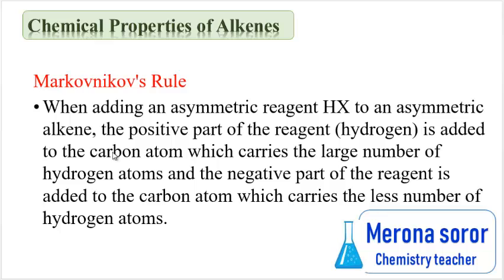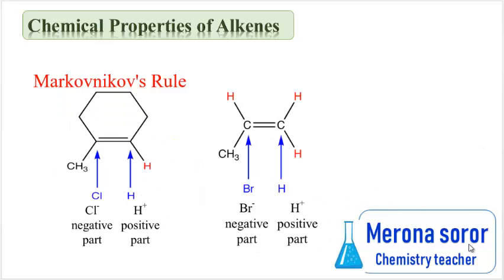hydrogen, is added to the carbon atom which carries the largest number of hydrogen atoms, and the negative part of the reagent is added to the carbon atom which carries the least number of hydrogen atoms. When adding hydrogen chloride to this molecule, this carbon atom is connected with one hydrogen atom, but the other is not connected with a hydrogen atom. So the chlorine negative ion will connect with this carbon atom, and the hydrogen ion will connect with this carbon atom.